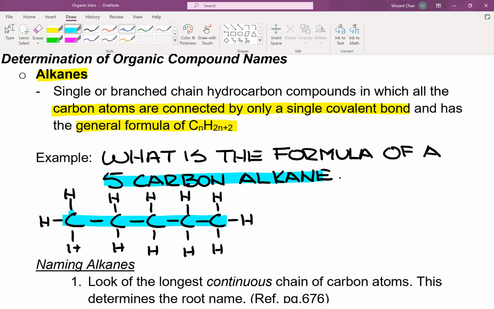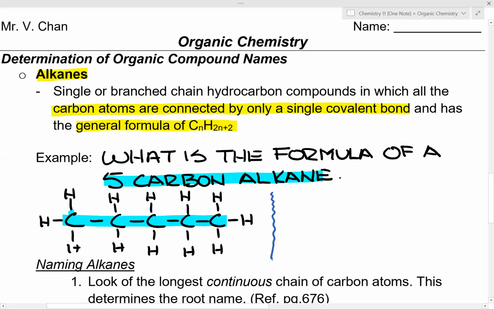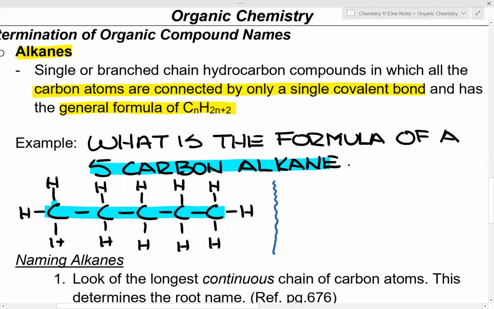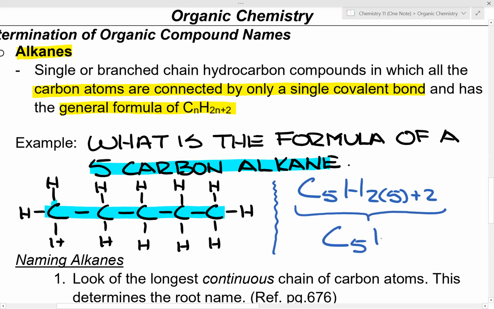Now, another way you could do it is you plug it into this formula, CnH2n plus 2. So you go, okay, C5, H2 times 5 plus 2. So the formula is C5H12. Both ways work. 1, 2, 3, 4, 5, 6, 7, 8, 9, 10, 11, 12. So you can either draw it out this way or draw it this way. Both ways do it. Okay.